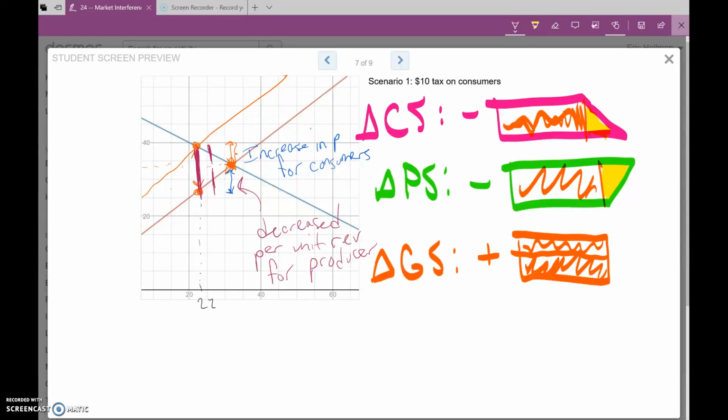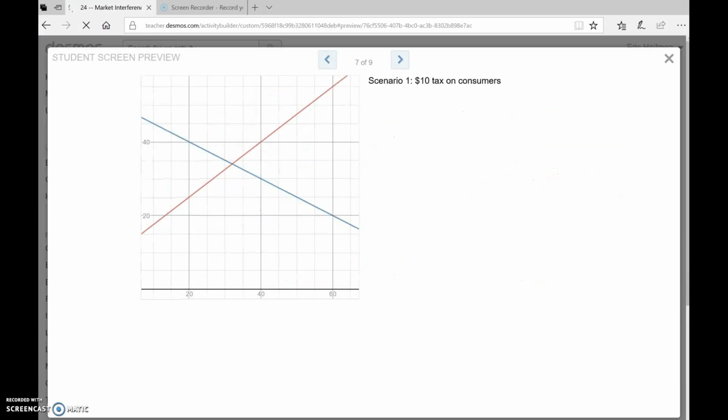You can't just tax producers and expect that it's only going to affect producers. It's going to spill over and affect consumers. Same thing if you try to tax consumers, that will spill over and affect producers. It won't just affect consumers. And how they share the burden of the tax is related to the elasticity of demand and the elasticity of supply, but we're going to get to that later. Okay, moving on. We're going to do subsidies next.